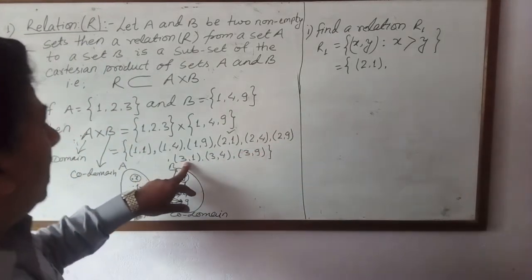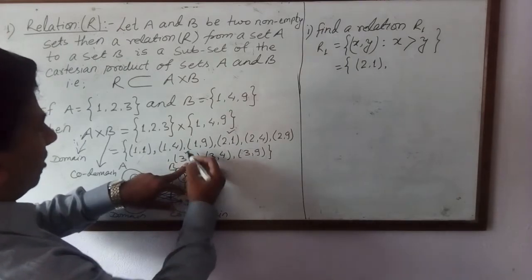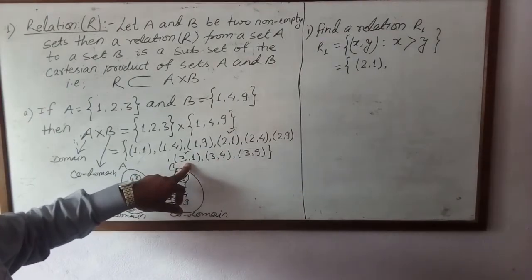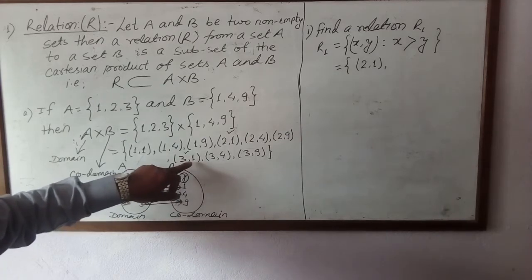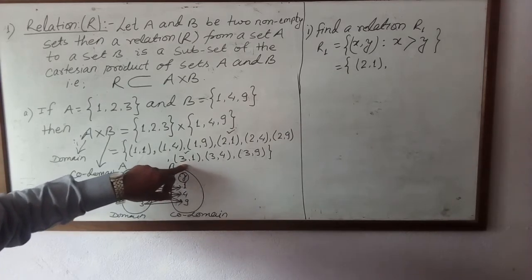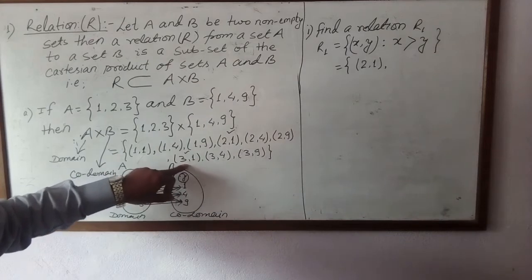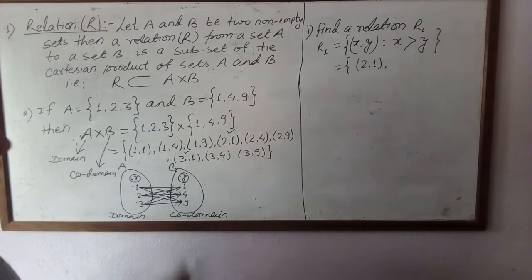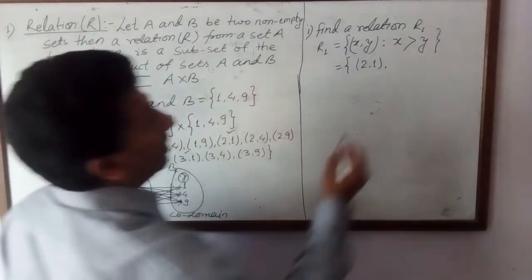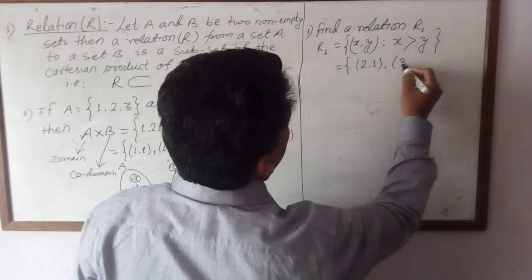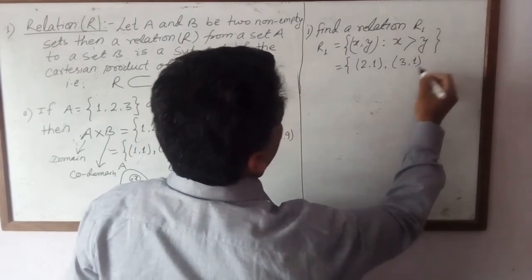3, 1. Here is another one. In this ordered pair 3 is X, 1 is Y, and our relation is X greater than Y. That's why this 3, 1 satisfies the given condition. That's why we can write 3, 1 as another ordered pair.